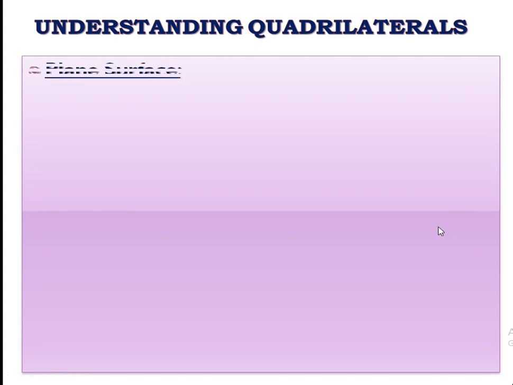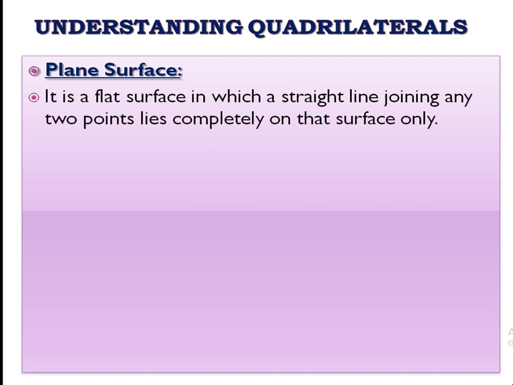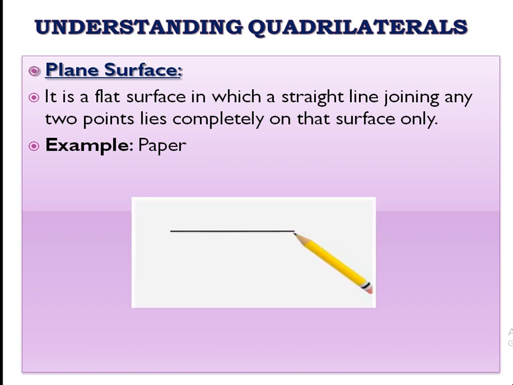Now, plane surface. What is a plane surface? It is a flat surface in which a straight line joining any two points lies completely on that surface only. An example of a plane surface is paper. Okay students, here we draw a line on a paper with a pencil. You see it, right?